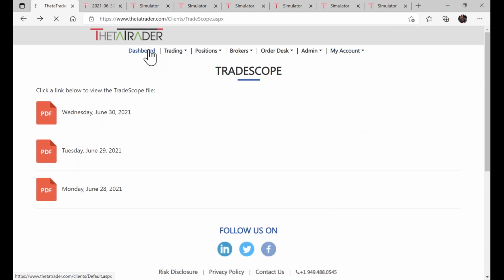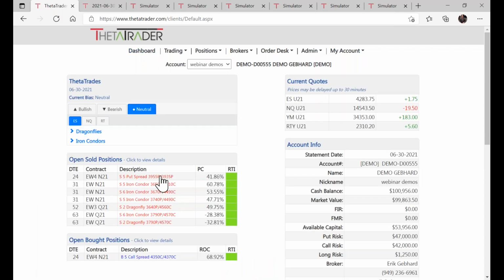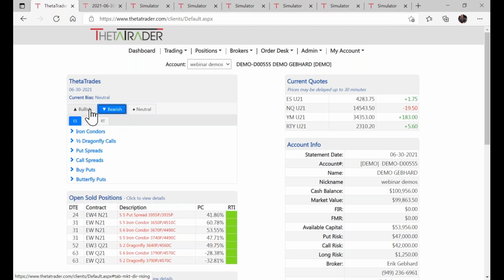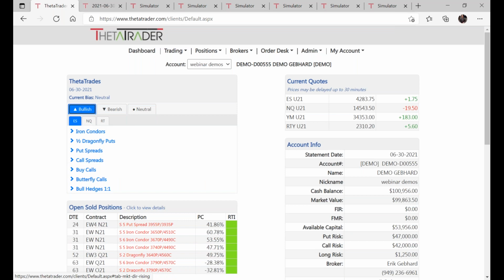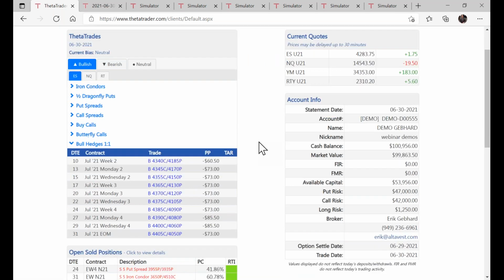All right, with that said, I also want to point out one other thing too, that any calculation here is all net of commission in Theta Trader, all the percentages. And also want to point out that, of course, there are bullish and bearish strategies as well. One thing we like to do sometimes is called a bull hedge or a bear hedge, a name we came up with.